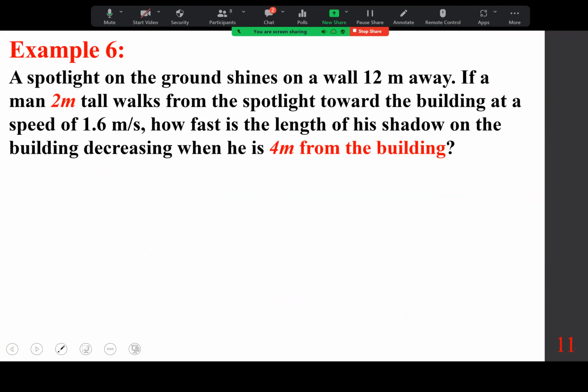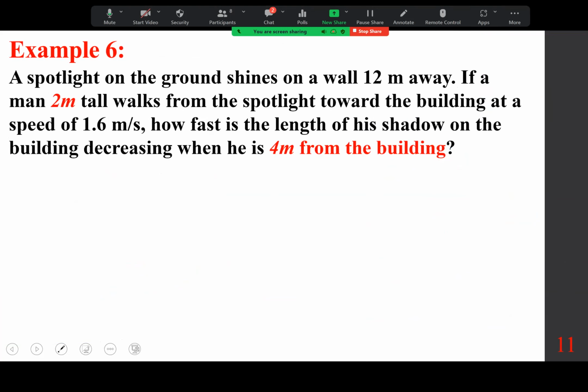Could somebody read this, please? I can read it. A spotlight on the ground shines on a wall 12 meters away. If a man 2 meters tall walks in front of the spotlight towards the building at a speed of 1.6 meters per second, how fast is the length of his shadow on the building decreasing when he is 4 meters from the building? Excellent.